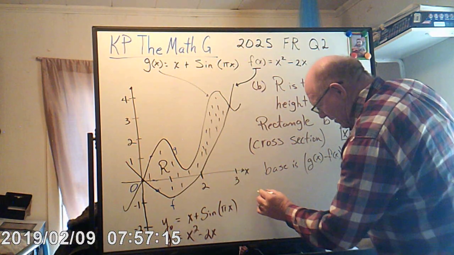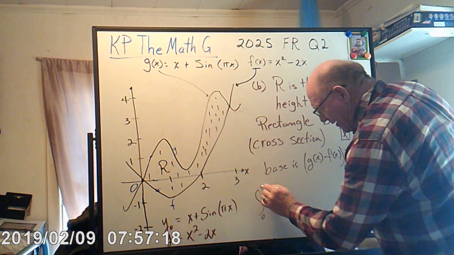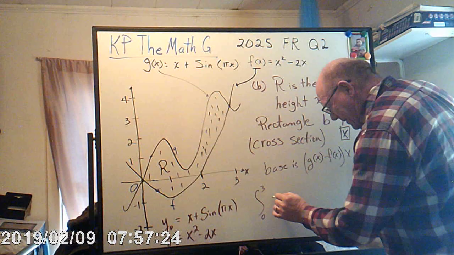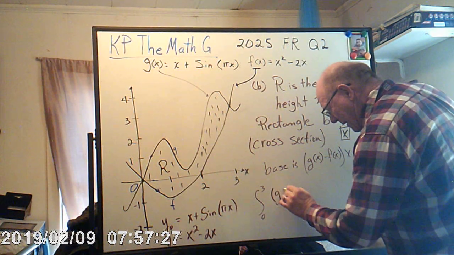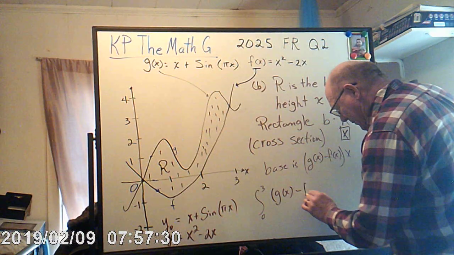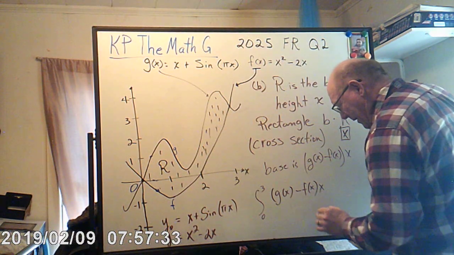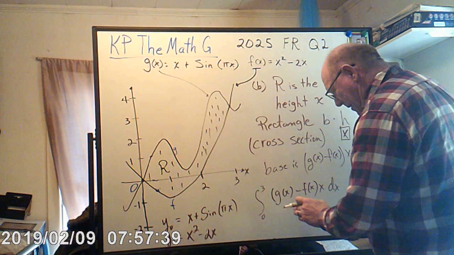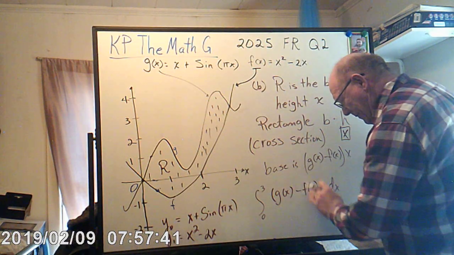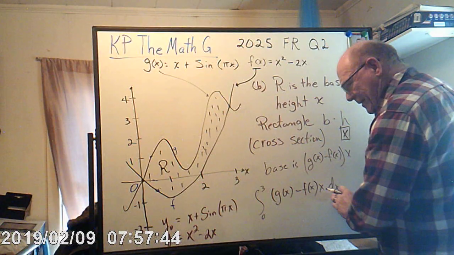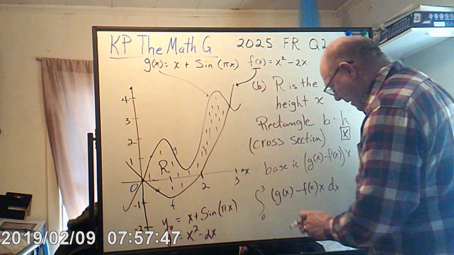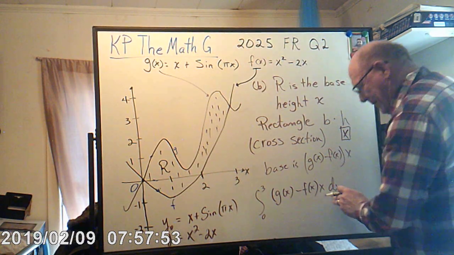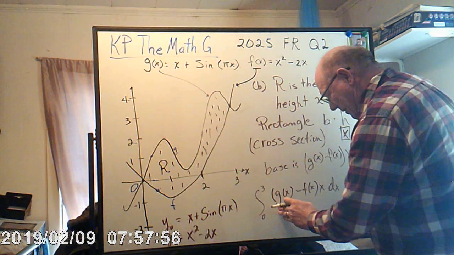So again, we are going from 0 to 3. You can put the x in front, it does not matter, but g minus f, and there's that, and then dx. That's your thickness. There's your volume right there. This is the area right here times the thickness. That's what that is. So that's what we're talking about here. Your area here times your thickness.